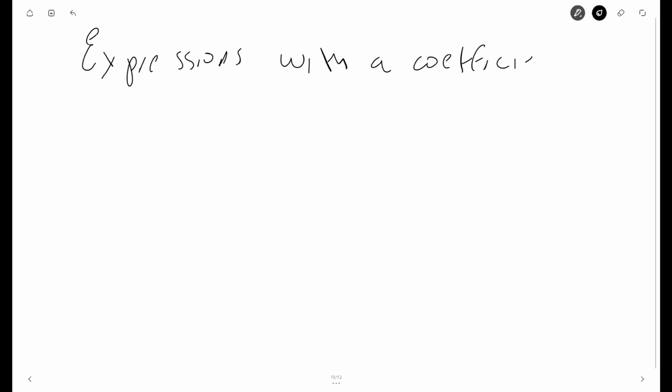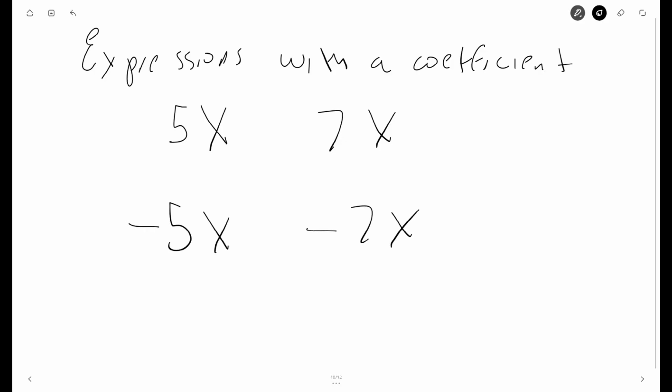Welcome students and friends. In this video I'm going to talk about expressions with a coefficient. So expressions called algebraic expressions with a coefficient look something like this. You have a constant at the back, and then at the front you have a variable, something like 5x or 7x or something like negative 5x or negative 7x or something like a times x or something like 9 times y.